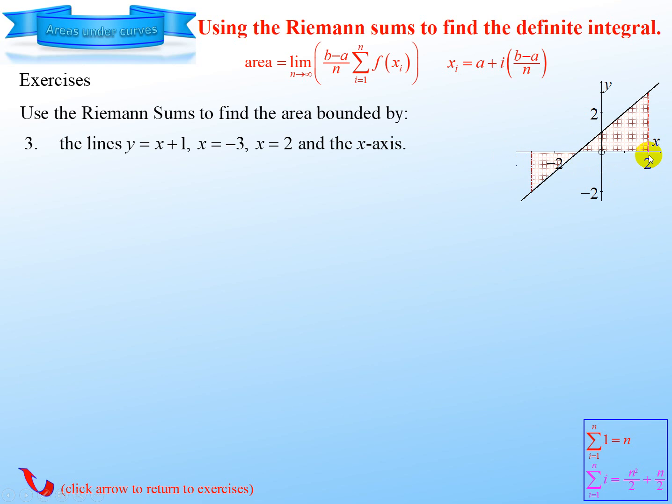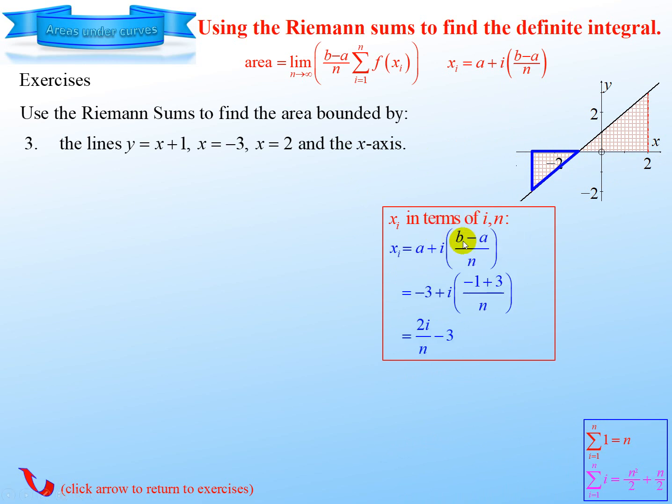Now, that is 2, that is -1, that's -3. So now what I'm going to have to do is calculate in two areas. So I have to calculate the below area first. It's going to end up being negative. Find xi. There's the formula. Substitute -3 minus 1 into the formula. And there we end up with 2i over n minus 3.